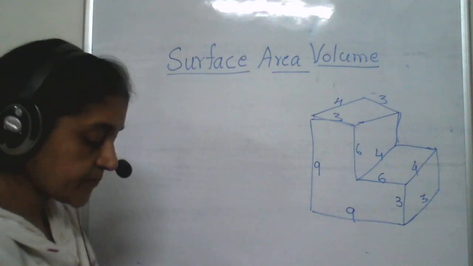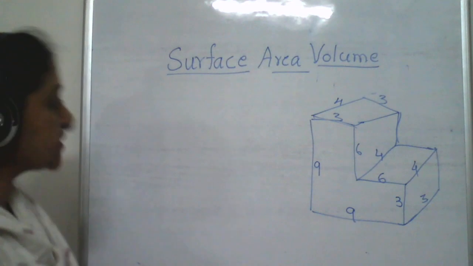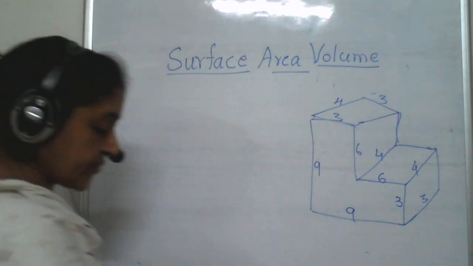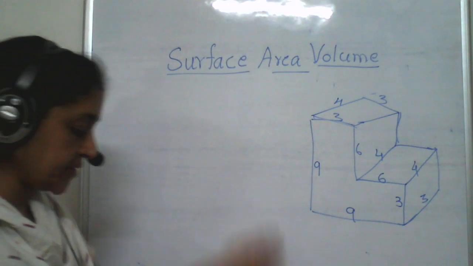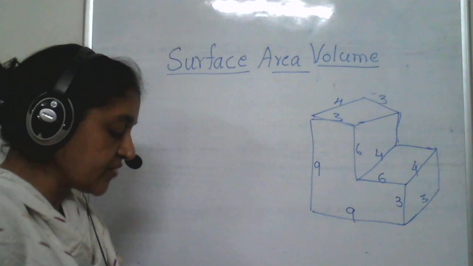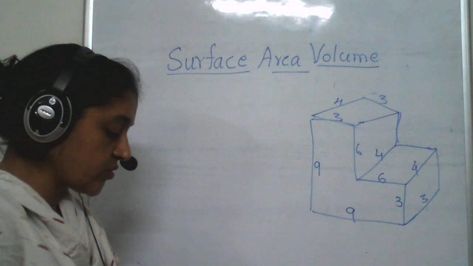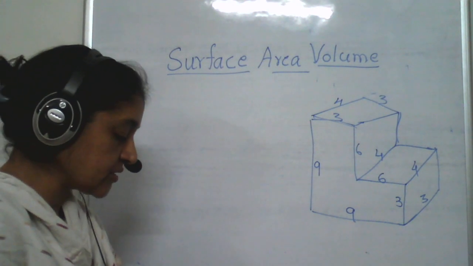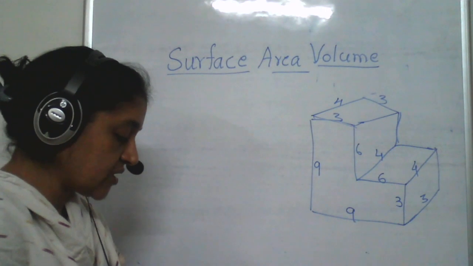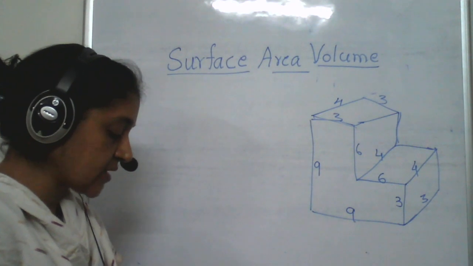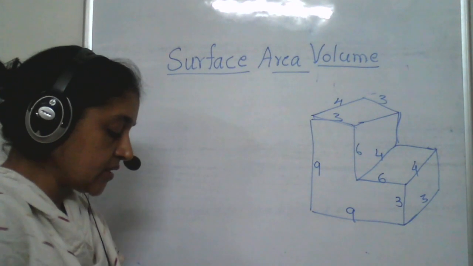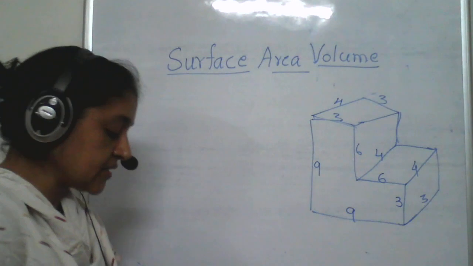Hi students, here is a question from surface area and volume. The question says that the adjoining figure shows a solid of uniform cross section. Find the volume of the solid. It is being given that all the measurements are in centimeter and each angle in the figure is a right angle.